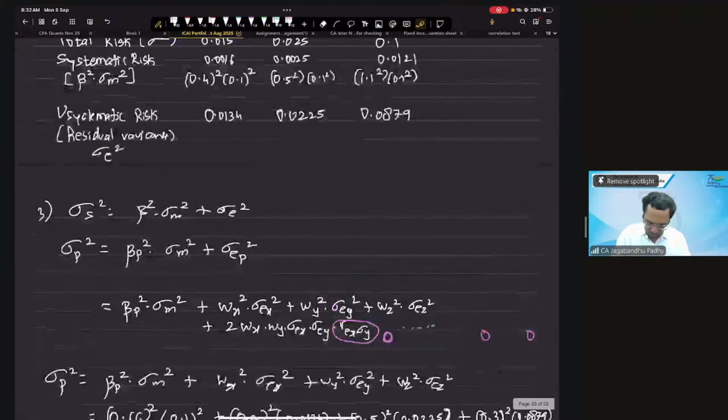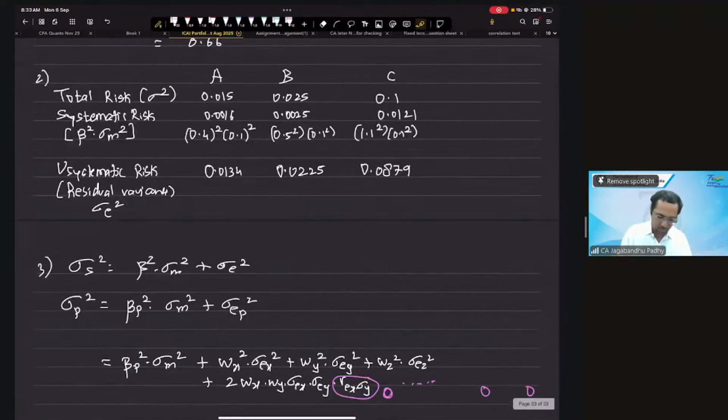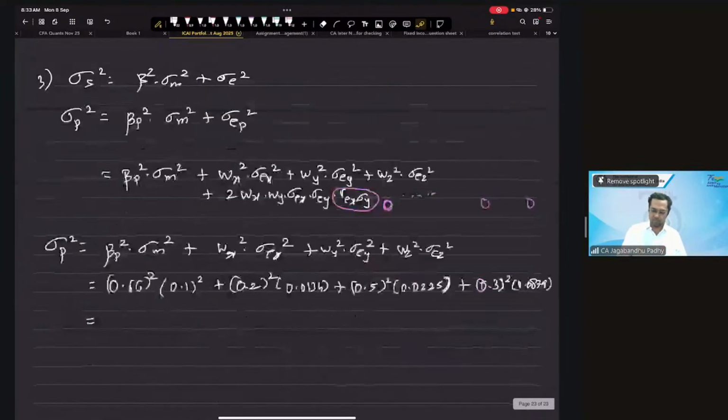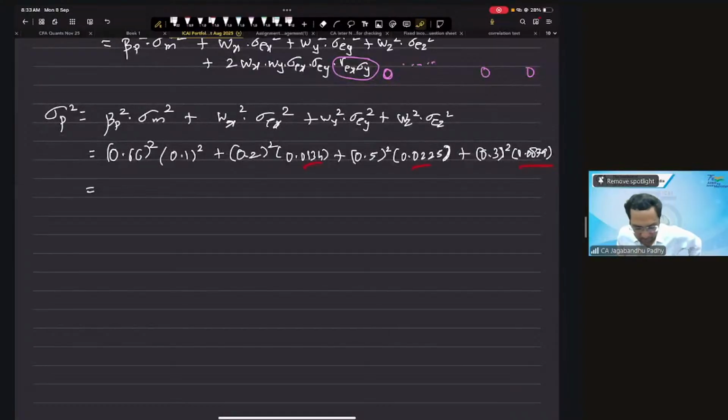Why will you take square? This is already a variance term. So these terms need not be taken squared. Okay, yes, right.